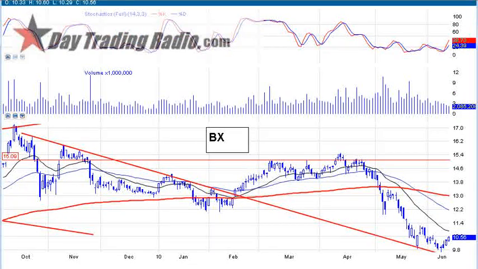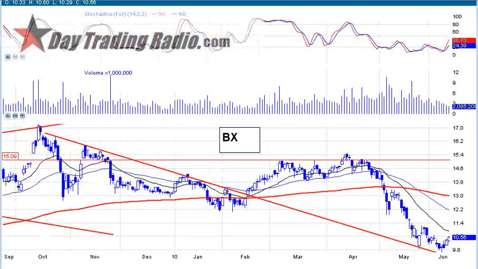BX, next one here. Blackstone Group. And again, another beautiful trend line here. You can see a trend line and a trade. You guys know how I trade the trend line breaks. Usually you look for the divergence between the stochastics and the higher lows.